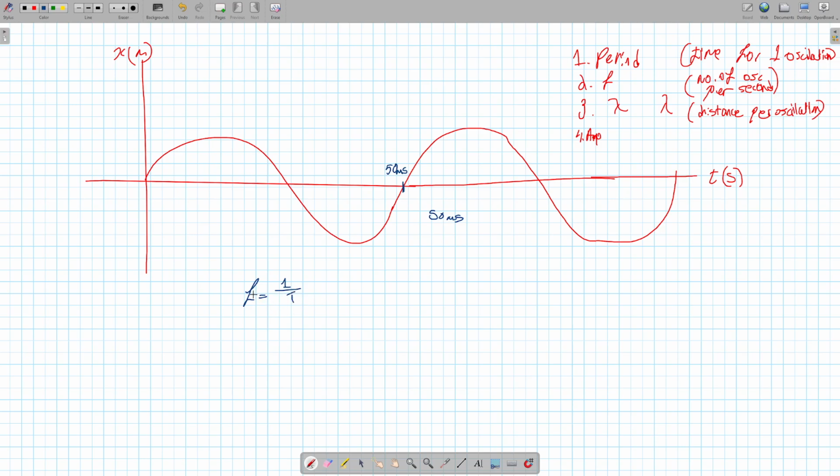Frequency is equal to 1 over T. Okay, you're going to use this formula. The second one is wavelength. It's the distance per oscillation. You can't find the wavelength from this graph of this wave.